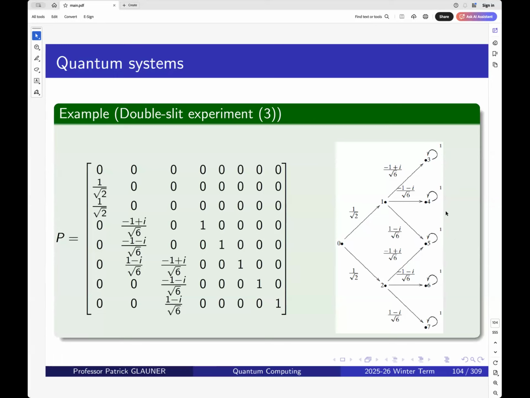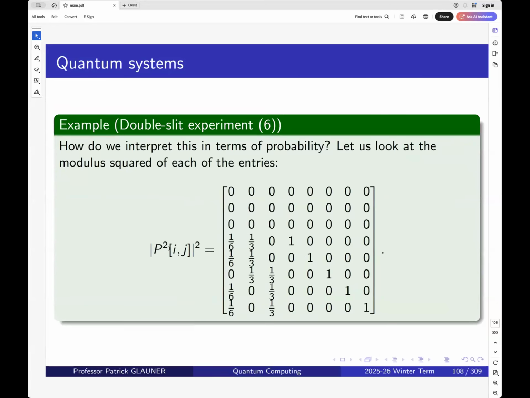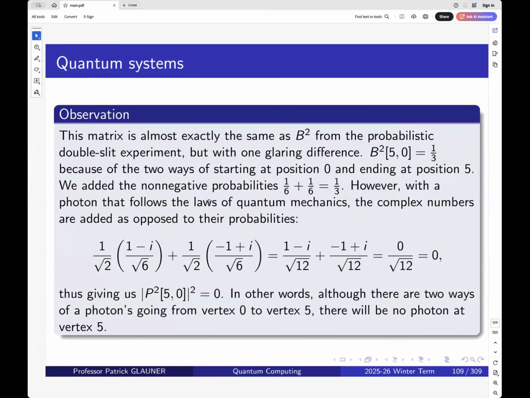But what I wanted to show you here is simply that these probabilities cancel each other out. So the probability of the photon being here is 0. And you're most welcome to try this out with the start state, and you multiply it with p squared. And what you would also see when you have p squared and you take the modulus squared of each entry, we also have a 0 here, which gives us, again, further evidence for this.